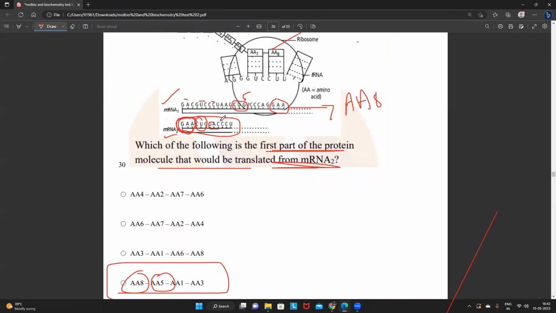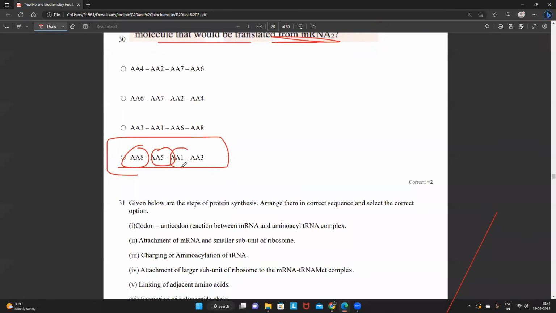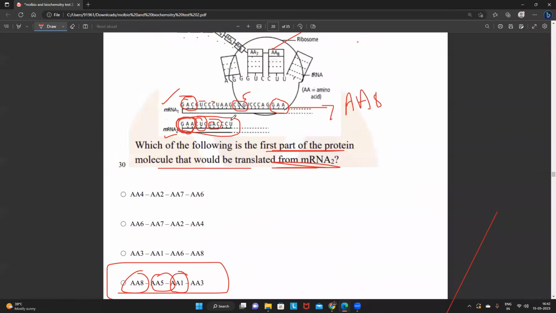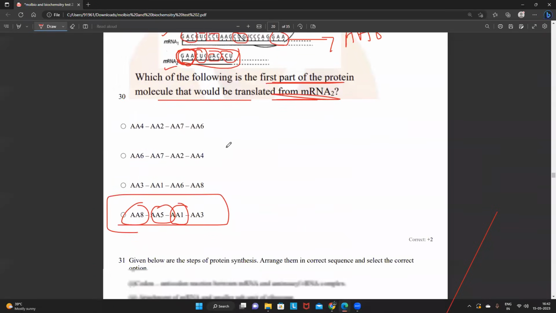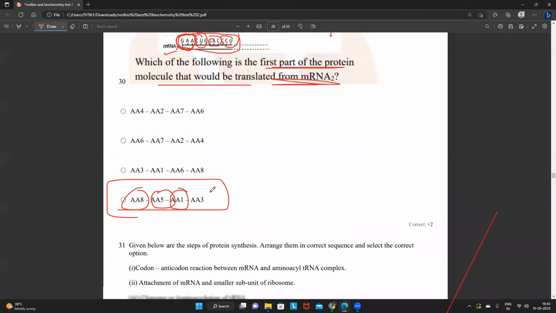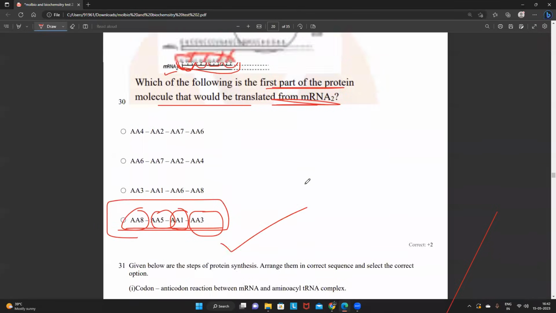Next GAC is present. Where is the GAC present? In the 1st position. Then obviously it is AA1. Then CCU, where is it located? CCU is located here at the 4th position. Sorry, 3rd position. Then amino acid 3. AA8, AA5, AA1, AA3. Hence the correct answer is the 4th one.